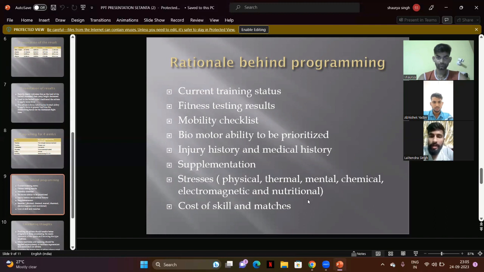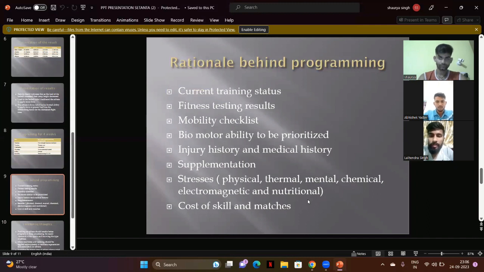So the rationale behind programming. What I have done in this programming was I have seen his current training status and fitness testing results. Current training status means what he was training before coming, what he was exposed to. That will underpin the current training status. The second will be the fitness testing results, which I have taken, such as vertical jump, standing long jump, and 10, 20, 30 meters, as well as the force velocity curve.